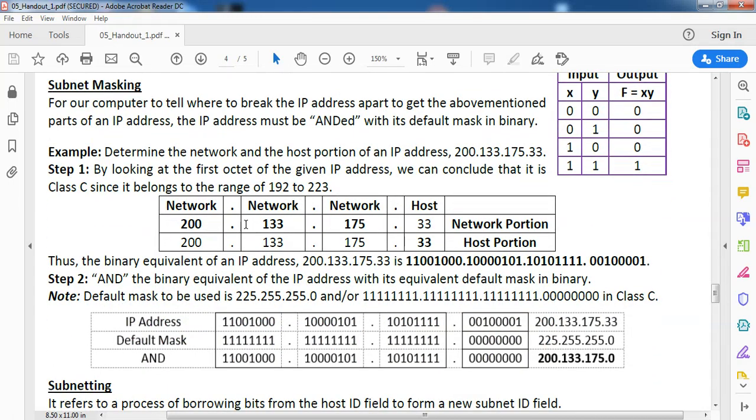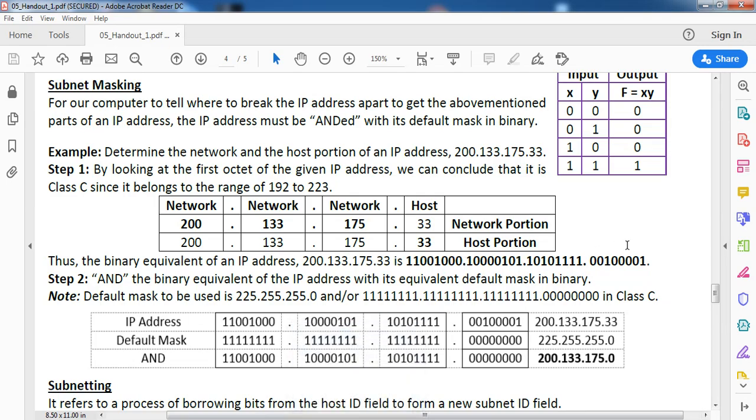So we need to convert our IP address first into its binary equivalent. So in this case, that would be this value here. Okay. So let's have a review first of how we convert this in case you forgot already.